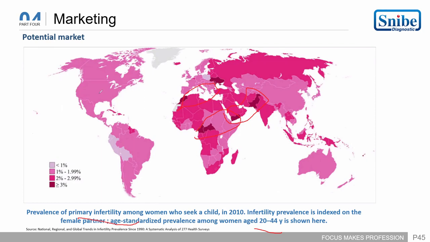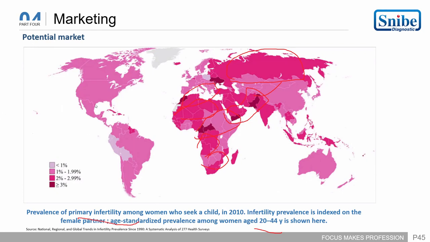Other countries like the European countries, the Russian areas, and the countries in North America and South America, Mexico, Brazil, have a higher percentage of primary infertility between 2 to 3%. And then those countries which have a very low prevalence of less than 1% of primary infertility also exist.